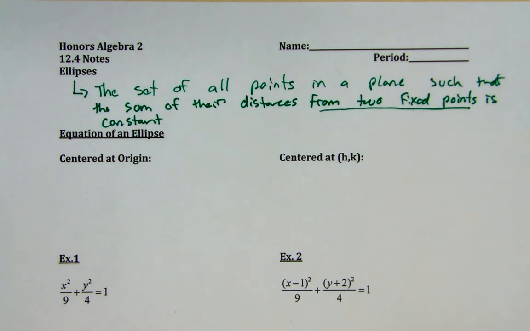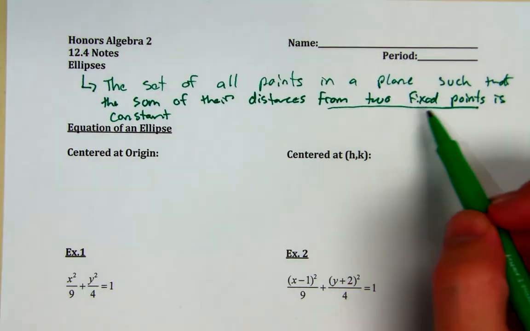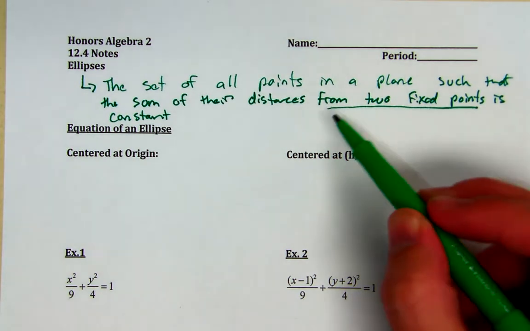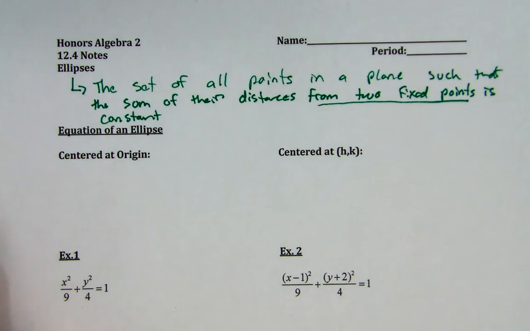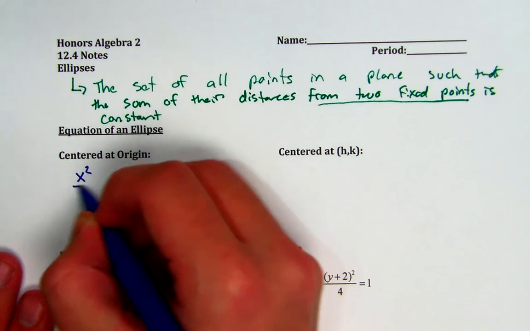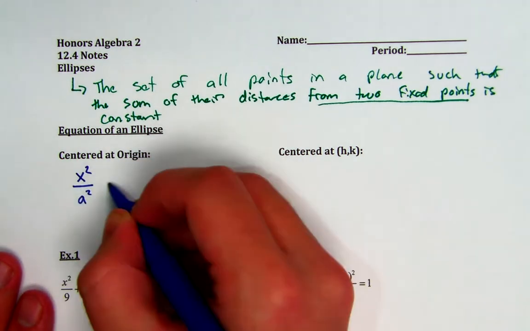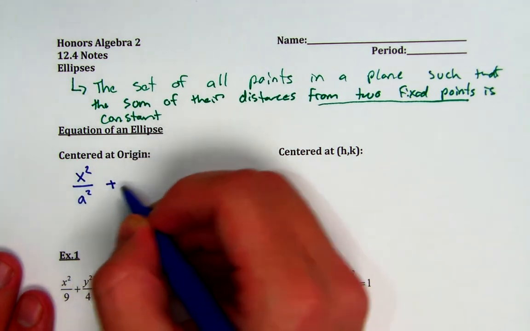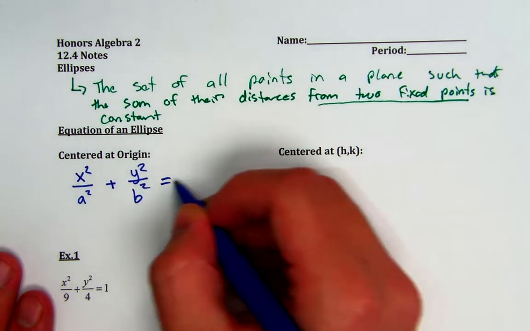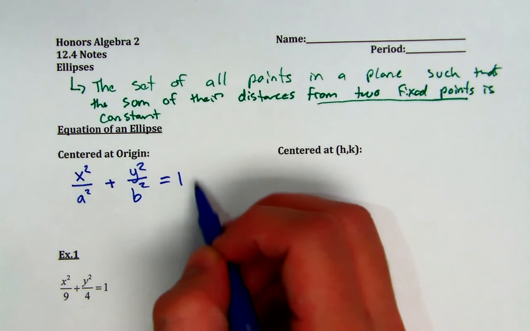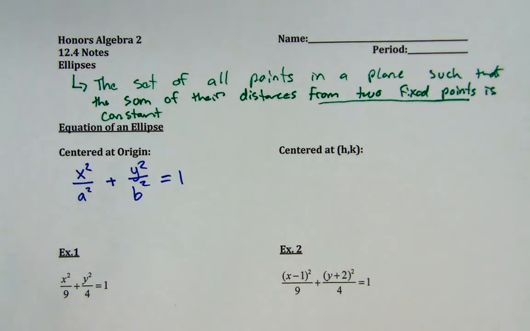You may have heard of what an ellipse is before, you may know what it looks like. It looks very similar to a circle, except the change here is that the sum of their distances from two fixed points is constant. So let's look at an equation where we center it at the origin. It looks like x squared over a squared plus y squared over b squared, and it's usually set equal to 1. If it's not, you should divide the whole equation to get it set equal to 1.